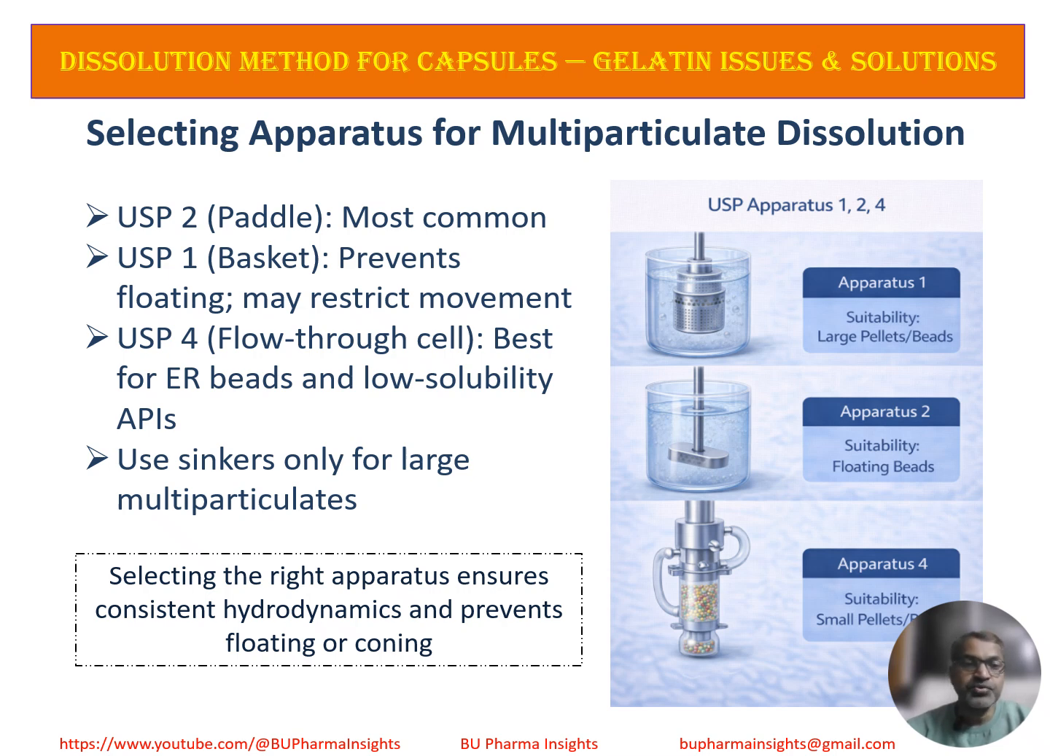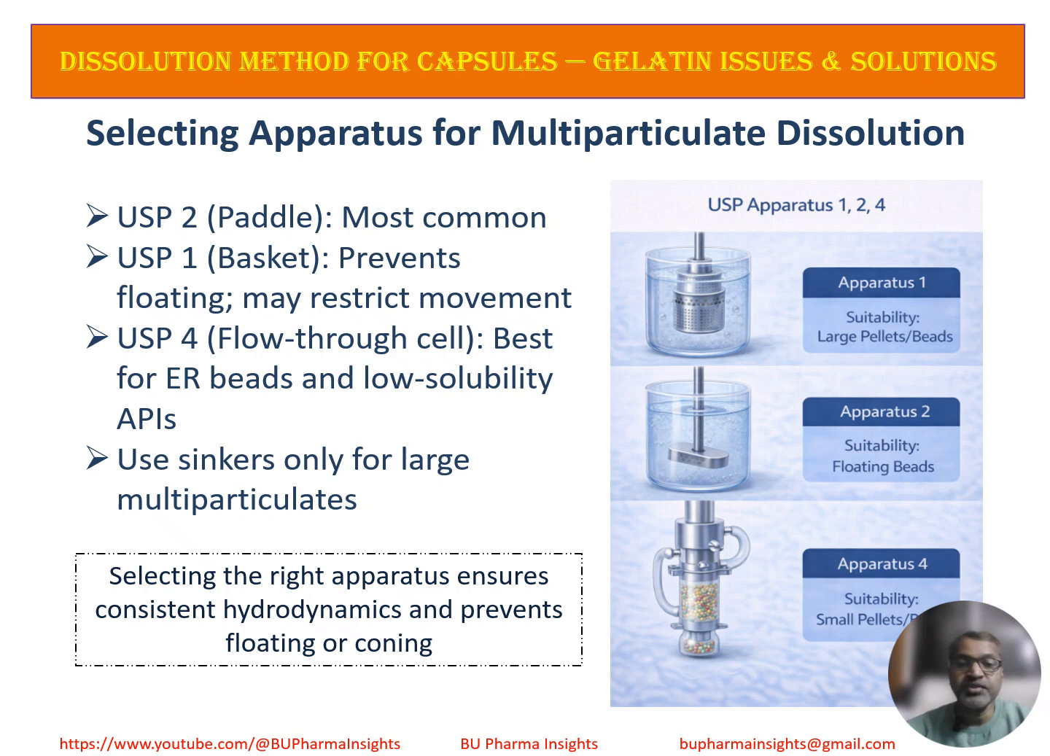USP apparatus 2 is the most commonly used system, but small pellets may suffer from floating or coning if not properly controlled. USP apparatus 1, the basket, helps prevent floating, especially for low density beads. However, it may restrict natural movement of pellets. USP apparatus 4, the flow through cell.